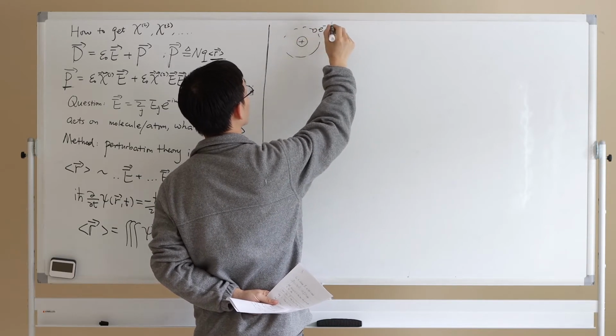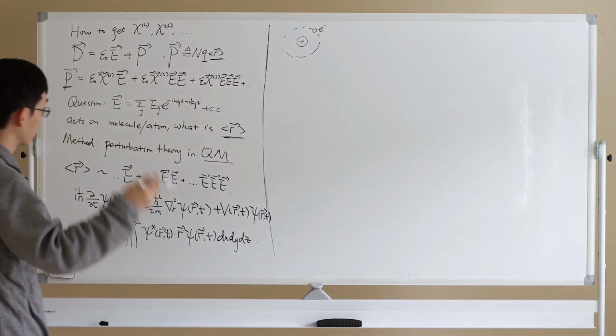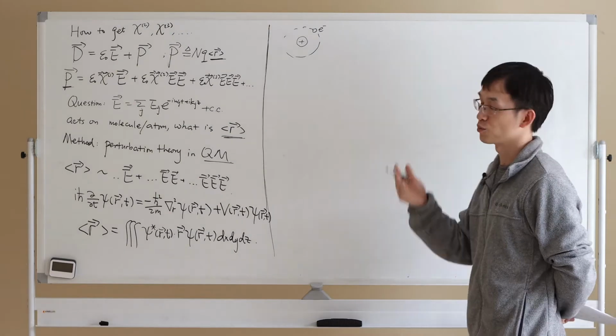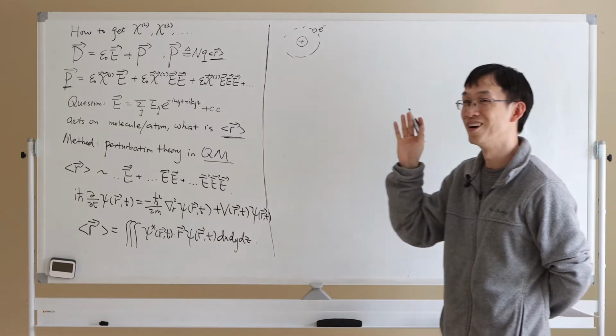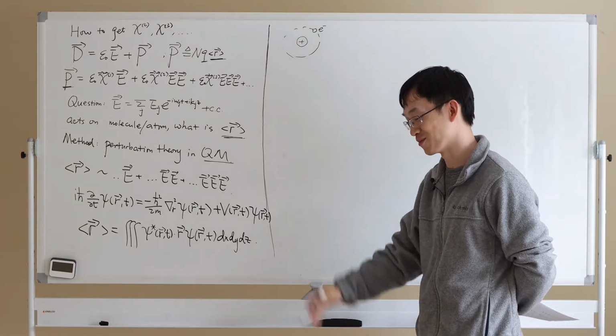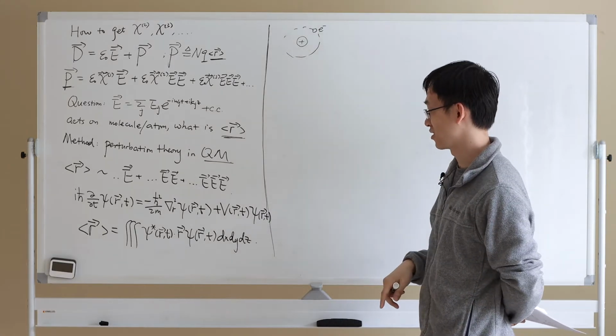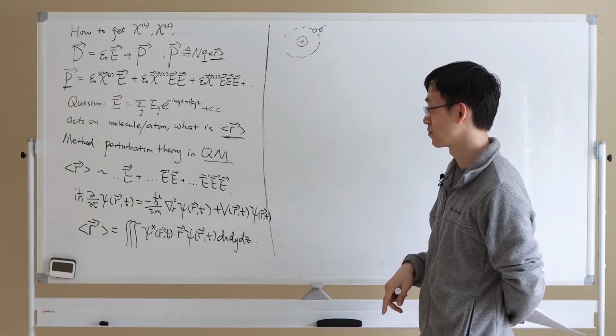Okay, there's an electron, right? There's an atom, there's an electron. And this is simply, for example, a hydrogen atom. And of course, you don't use a hydrogen atom or hydrogen molecule for a nonlinear experiment. So the actual atom or molecule is much more complicated.